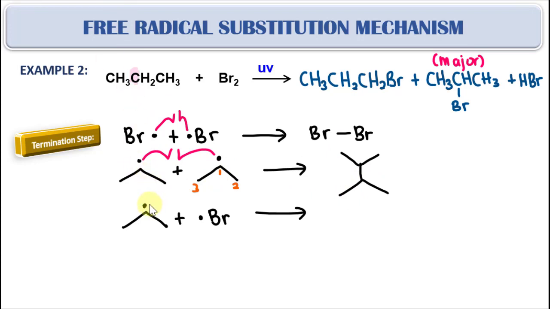And then for the last one, we have our haloalkane, which is 2-bromopropane. So that is the reaction mechanism of the formation of the major product for the monobromination of propane.